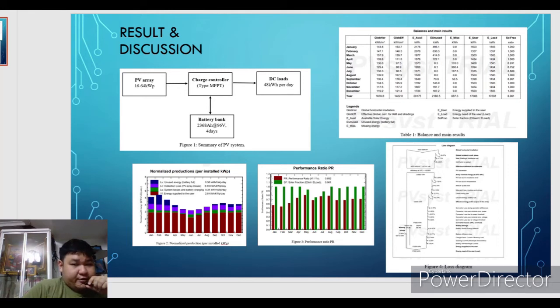The annual global horizontal irradiation available is 1639.8 kilowatt hours per meter square, but only 1422.8 kilowatt hours per meter square is effectively available in the PV array plant because of the energy loss. Generally, the system can meet the yearly load demand, which is 17,693 kilowatt hours, because the daily demand is 48 kilowatt hours multiplied by 365 days, which is 1 year.